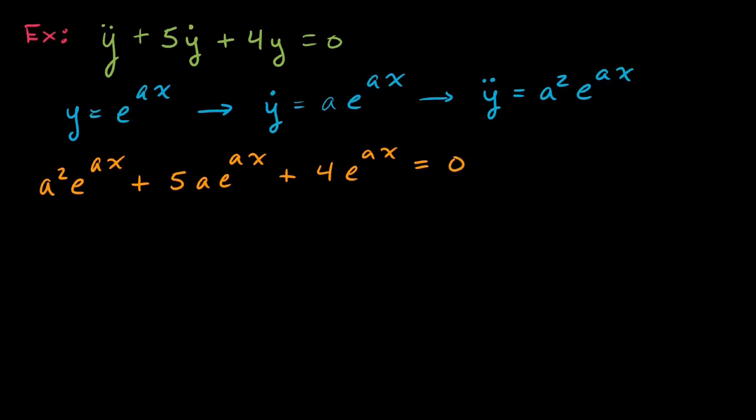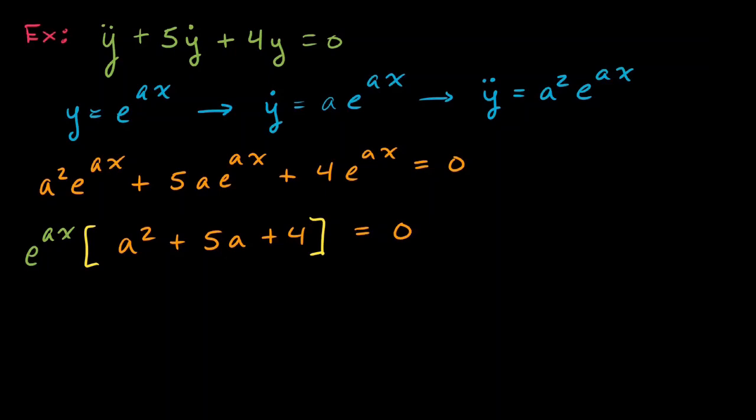With that presumed solution, we have to look at what has to happen in order for that expression to be satisfied. So essentially, when does y equals e to the ax actually hold? First of all, we notice that we can factor out an e to the ax on the left-hand side. So we write e to the ax, multiplied by a squared plus 5a plus 4, and we close that, and that still equals 0.